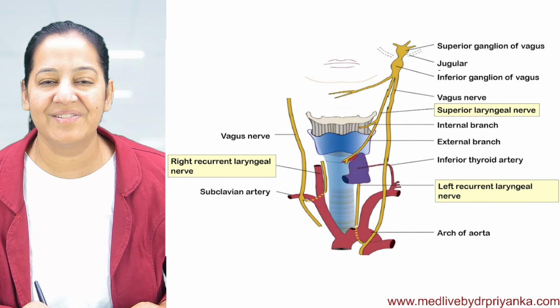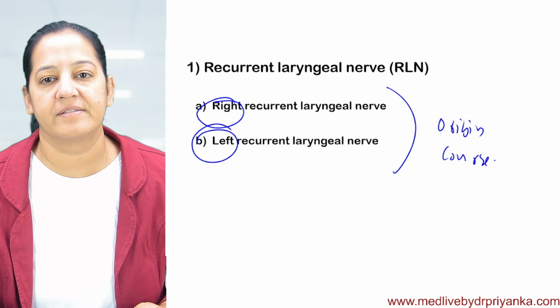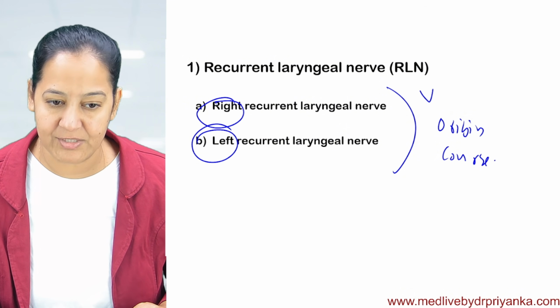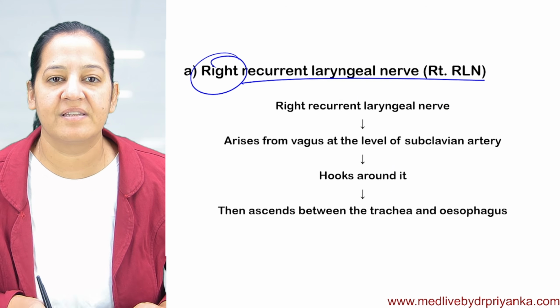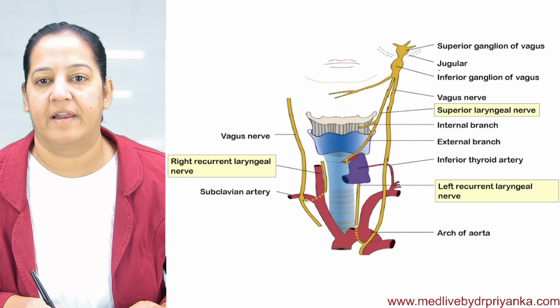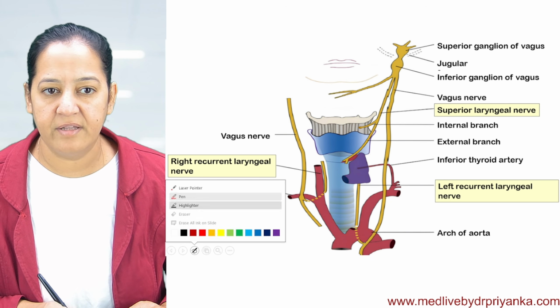Right RLN. Can you see this diagram? In this diagram, both the RLN arise from the vagus. Both the RLN, right as well as left, arise from the vagus. Okay, so can you see? First, let me tell you the right RLN.